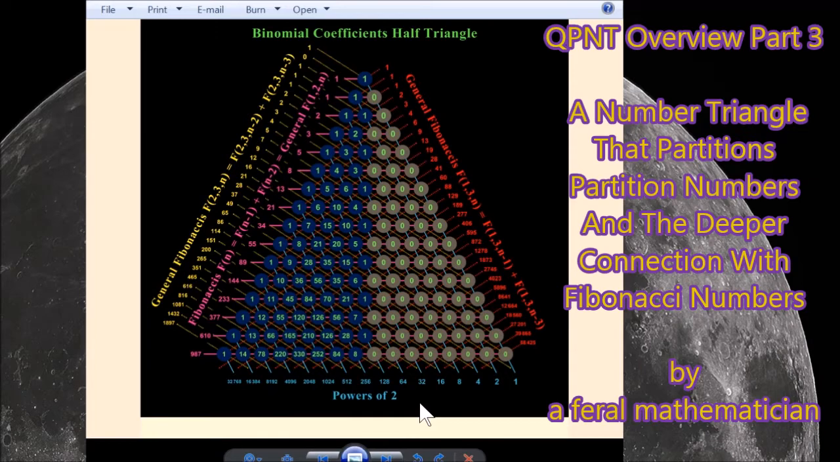So there's a very real sense in which we can say that the powers of 2 are over Fibonacci numbers. Can you believe it? The powers of 2 are over Fibonacci numbers. Huh. Very interesting.